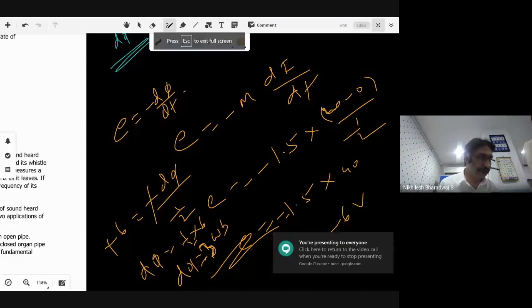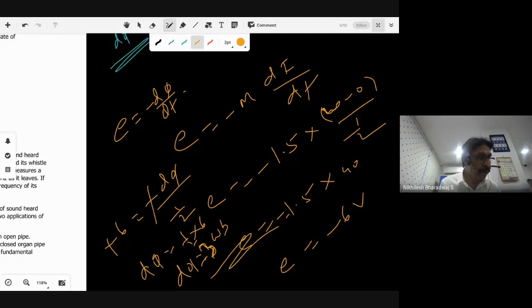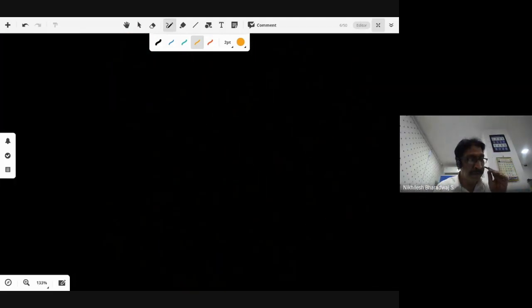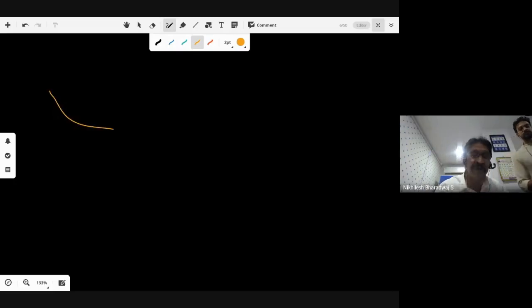Next, going back to the problems, you can do the 23rd one in the same process. What is the 23rd problem? Current falls from 5 to 0 ampere in 0.1 second. If average EMF of 2000 volt is induced, give an estimate of the self-inductance of the coil.